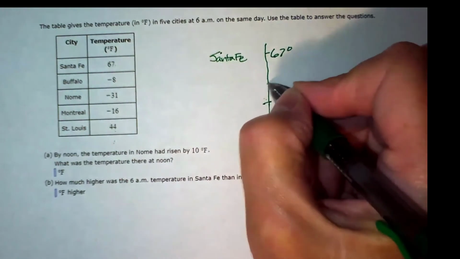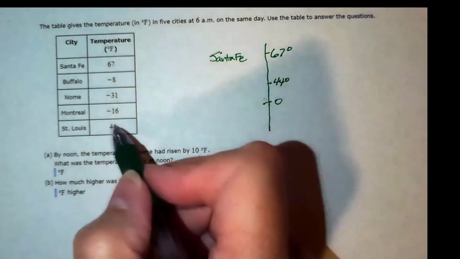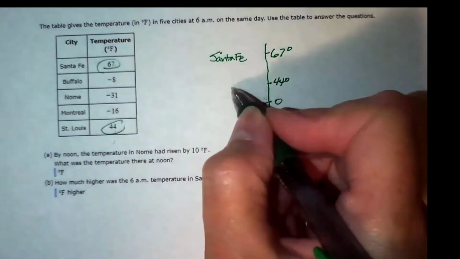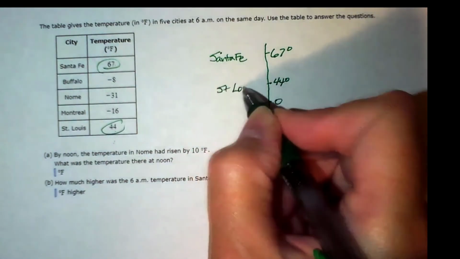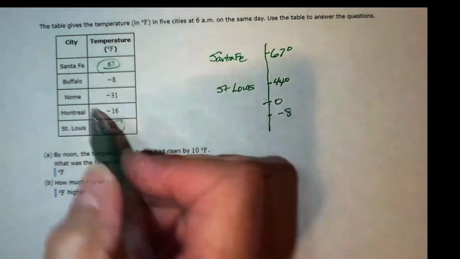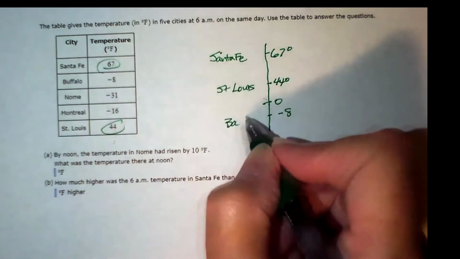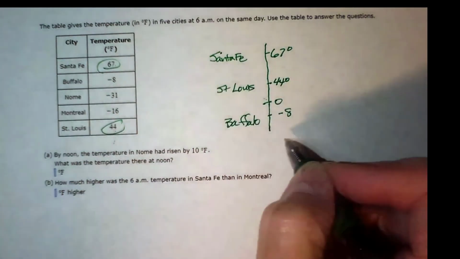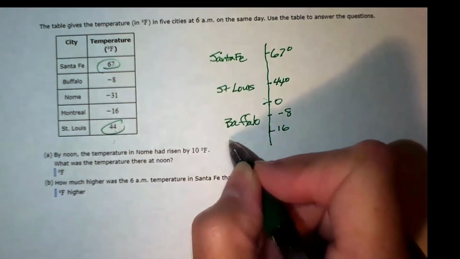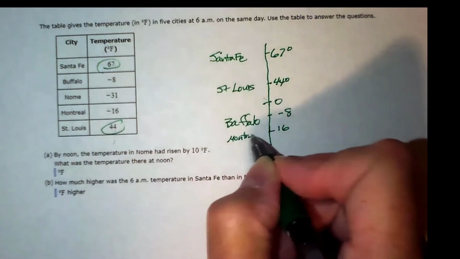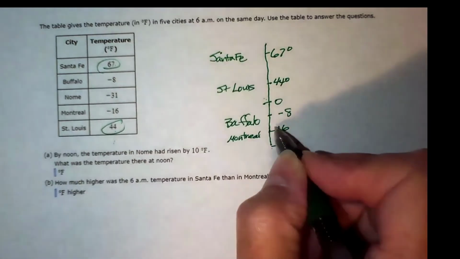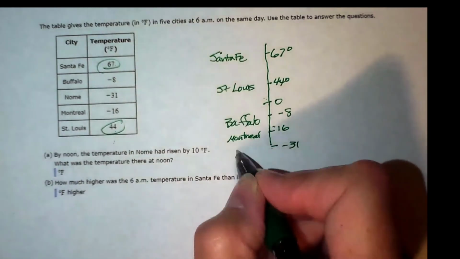St. Louis is at 44 degrees. So I did the two positives first. Then I'm going to go down to -8. Oops, that was St. Louis. Go down to -8. That's Buffalo. -16 is Montreal. And -31 is Nome, Alaska.